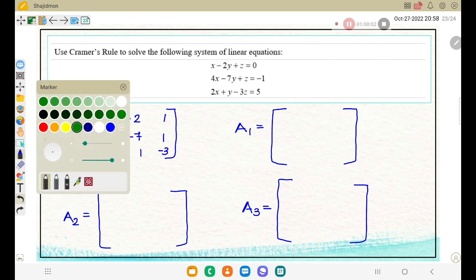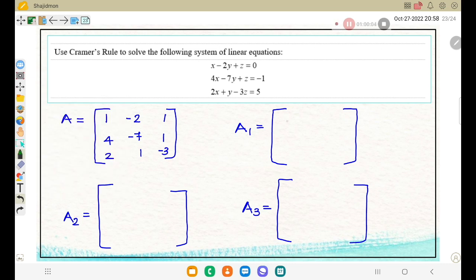Now what are A1, A2 and A3? A1 means column number 1 is replaced with the constant matrix, this one, 0, minus 1, 5, the right side numbers. A2 means column number 2 is replaced with these numbers 0, minus 1, 5. A3 means column number 3 is replaced with these numbers 0, minus 1 and 5. All other columns are the same as the A matrix.